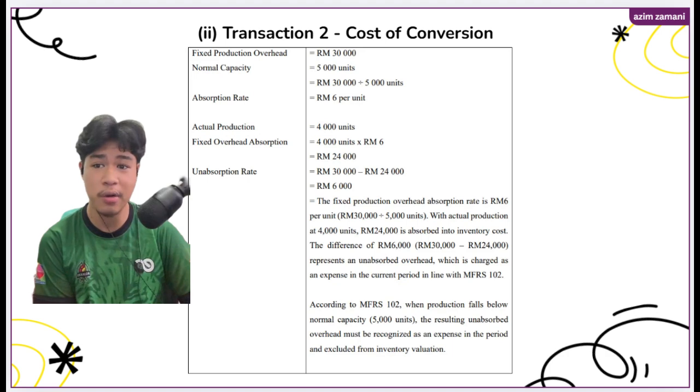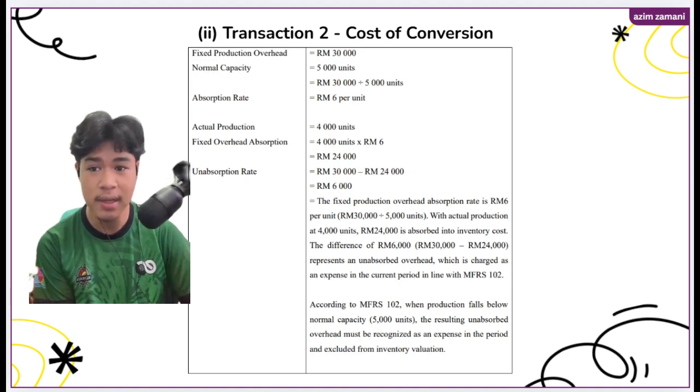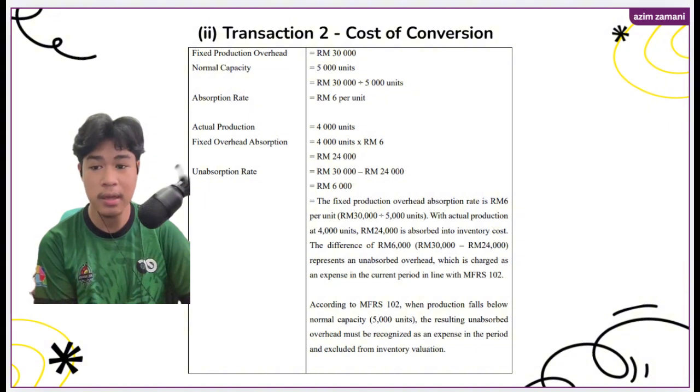Now, the fixed production overhead absorption rate is RM 6 per unit, which is RM 30,000 divided by 5,000 units. With actual production at 4,000 units, RM 24,000 is absorbed into inventory costs. The difference of RM 6,000, which is 30,000 minus 24,000, represents unabsorbed overhead, which is charged as an expense in the current period in line with MFRS 102. According to MFRS 102, when production falls below normal capacity, which is 5,000 units, the resulting unabsorbed overhead must be recognized as an expense in the period and excluded from inventory valuation.